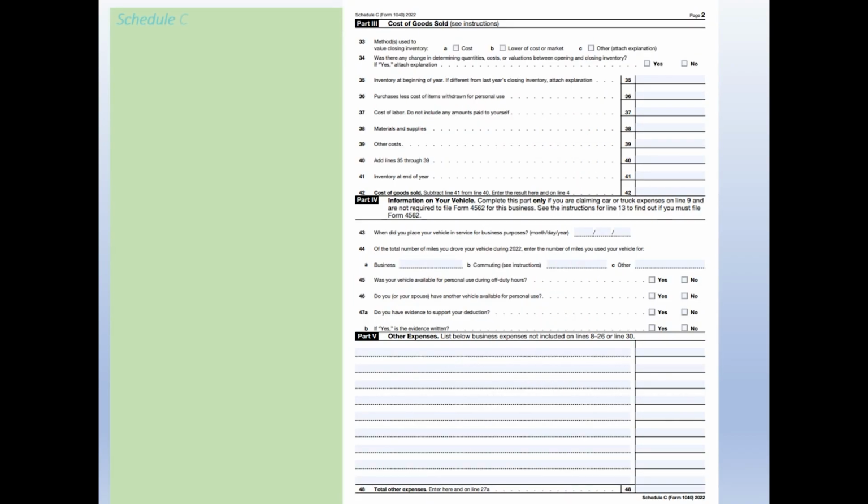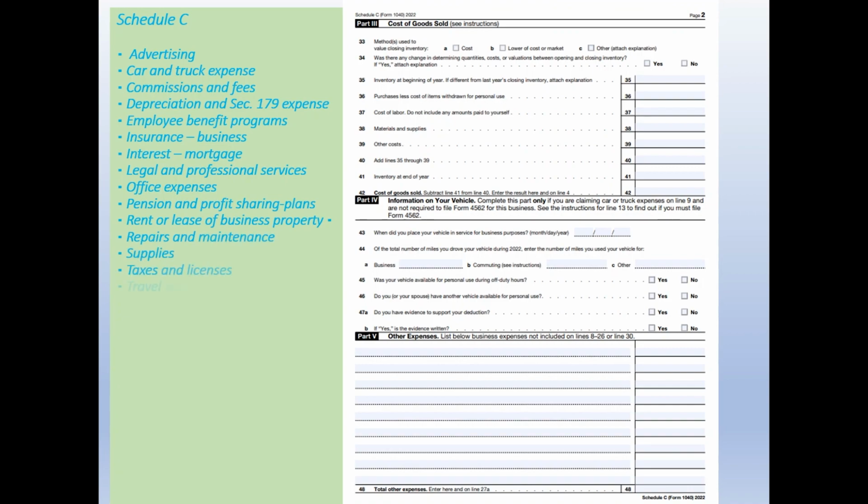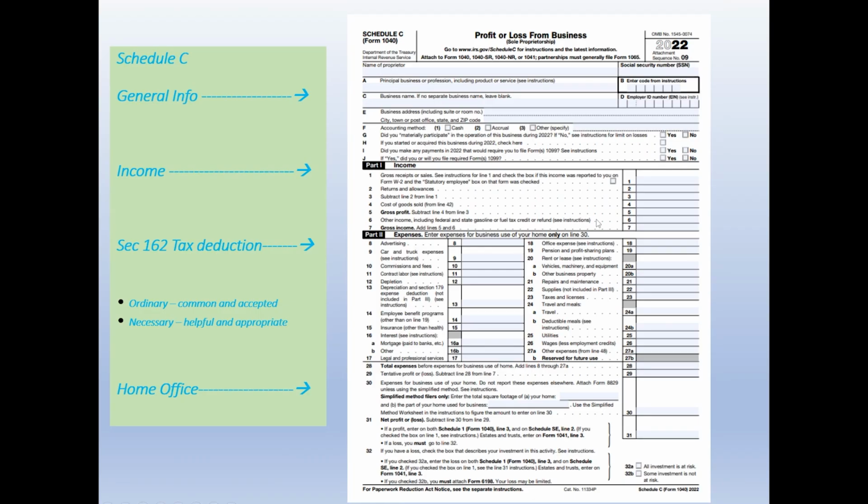Page 2 also has other information: the cost of goods sold. Cost of goods sold applies in case your business is a selling business, like selling merchandise. So you have costs related to the merchandise. Those costs will be reported in part 3 over here. The purchases, how much you purchased, how much is the cost of labor for them to deliver the goods, if you make those goods yourself, what are the materials and supplies, and how much inventory at the end of the year, then you come up with the cost of goods sold. This cost of goods sold is going to go to page 1, right here, line 4.